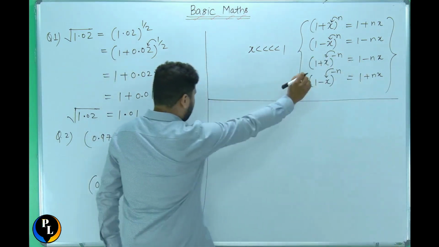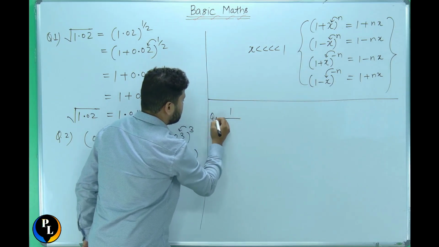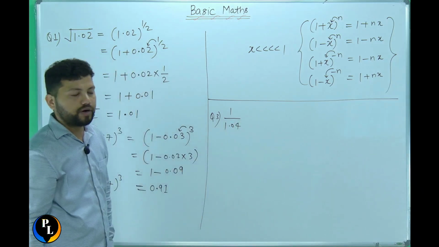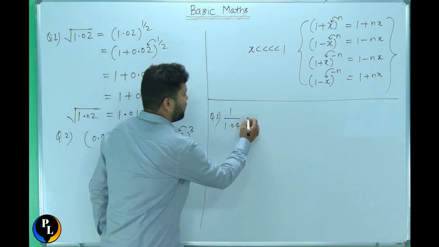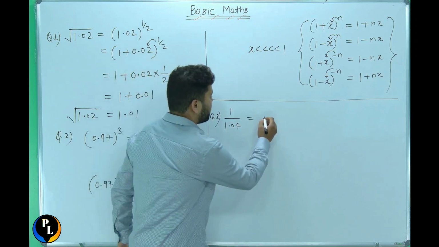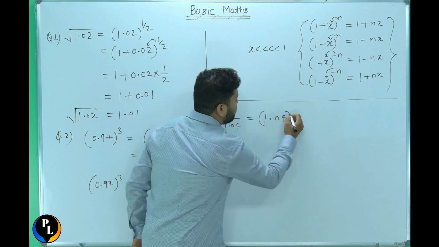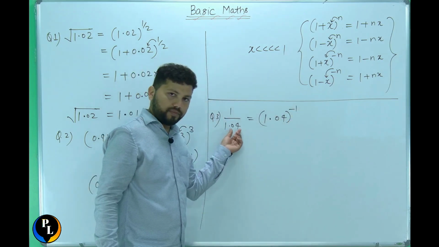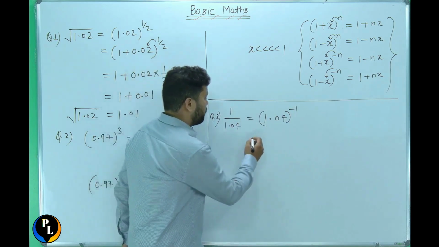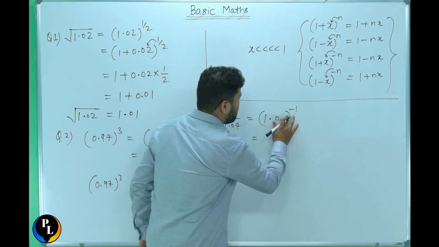Suppose we have to find, for example, 1 upon 1.04. How to solve this question? Very simple. First we bring this denominator into the numerator. So it will become 1.04 power minus 1. Anything in the denominator, when brought up, obviously gets a minus power, as we know. So finally 1.04, and obviously this number is more than 1.